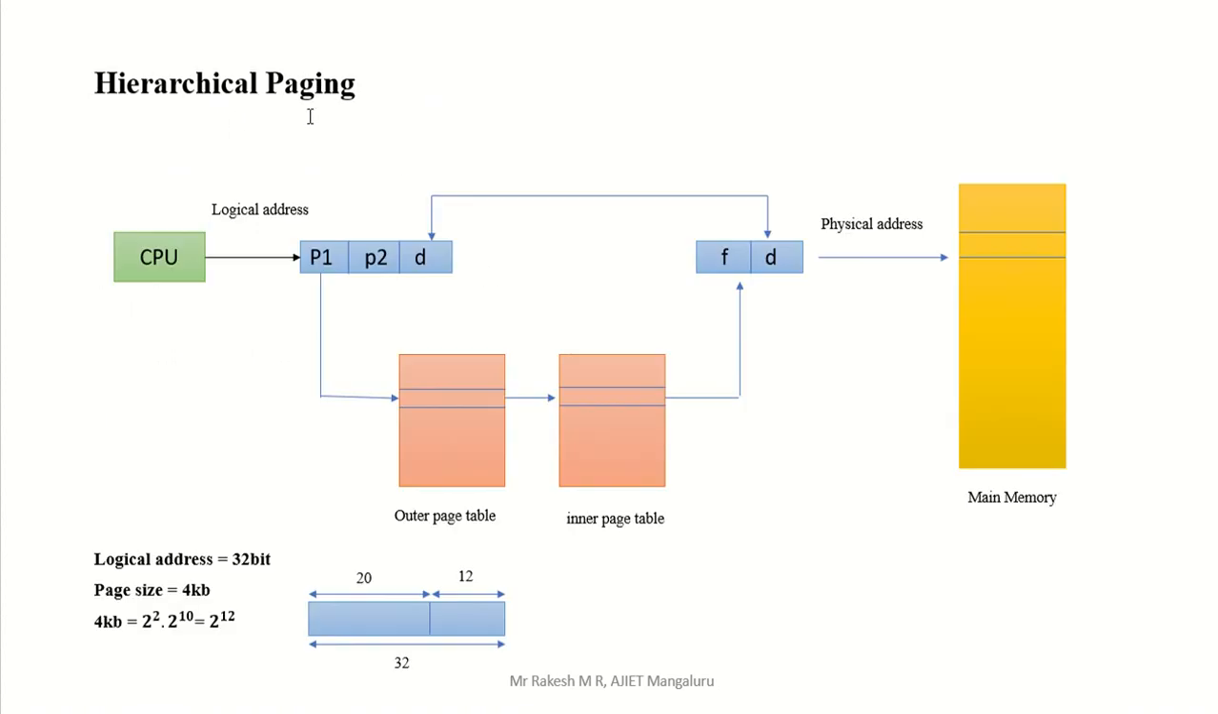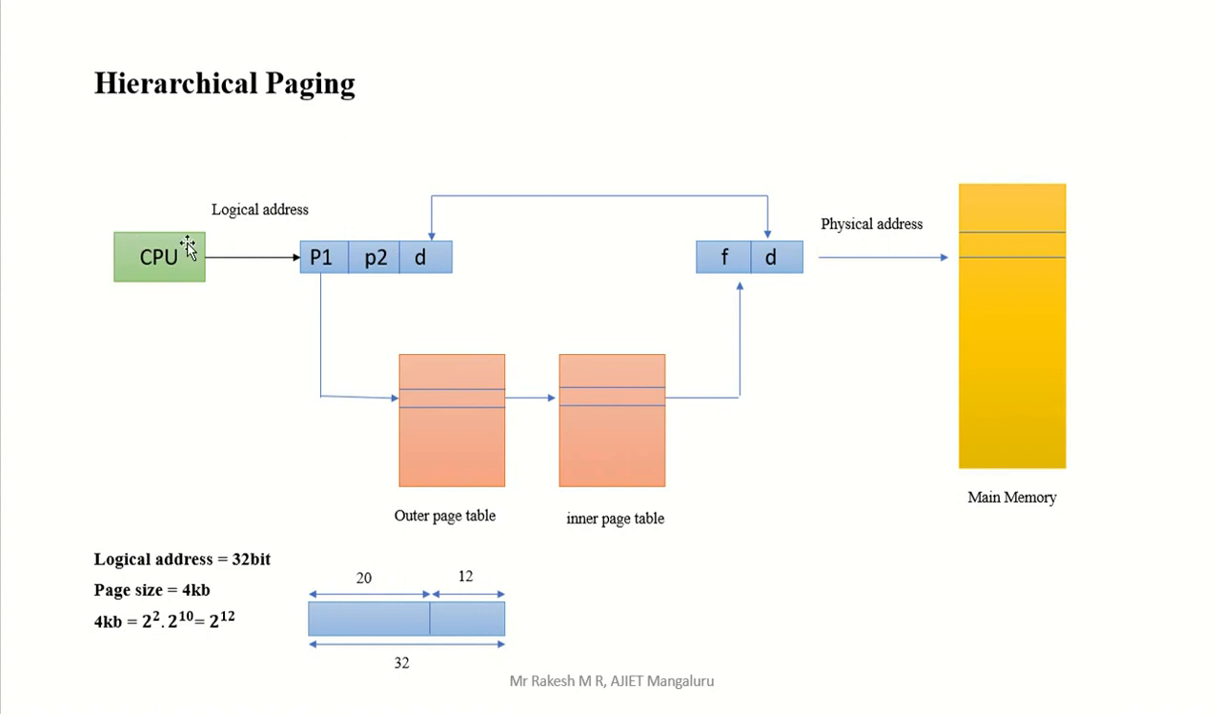First one, the hierarchical paging concept, or hierarchical page table method. Here you can see we have the CPU. The CPU will send one logical address. That logical address contains the page number, and also the size of the page, which is represented by D. In the previous slide I told you the size of the page and the size of the frame should be the same. That is the condition. We are dividing memory into small blocks called frames, and dividing the process into small blocks called pages, and both sizes should be the same.